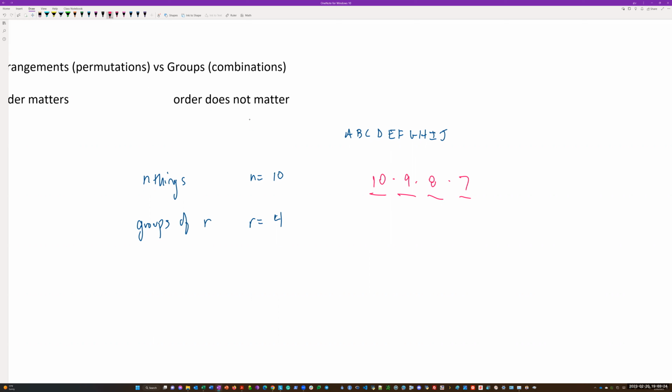The only problem is by doing this, I am counting too many times, because what I'm saying here is we could do A, B, C, D, and then I could also do A, B, D, C. But these are really the exact same group. Is that right? So every single time I pick 4 letters, I'm now allowing them to be reordered.